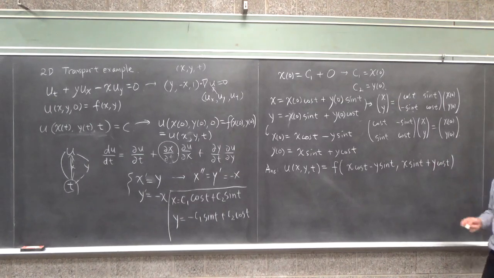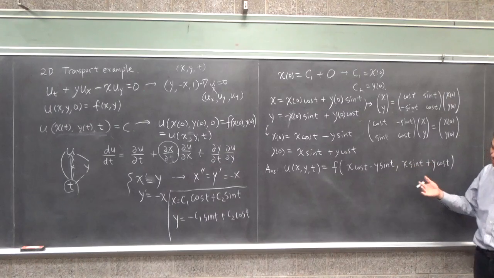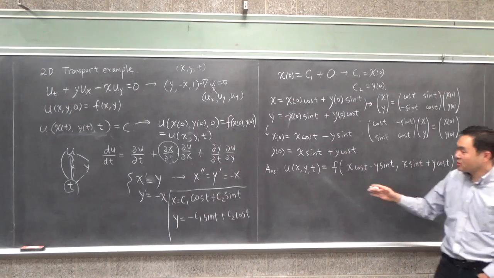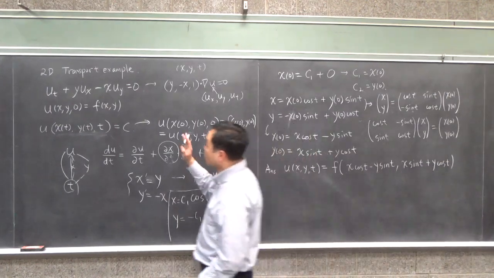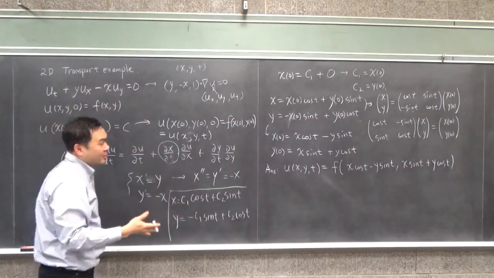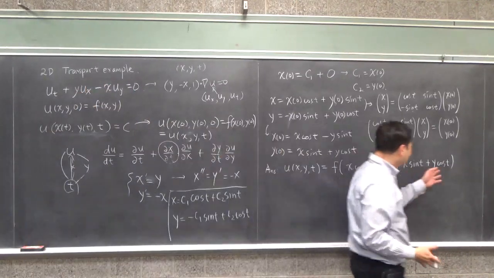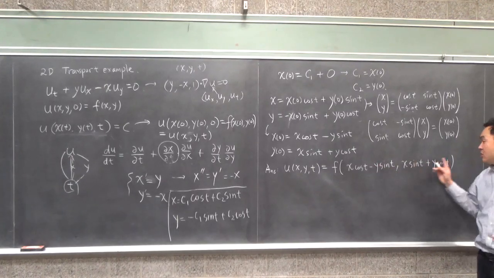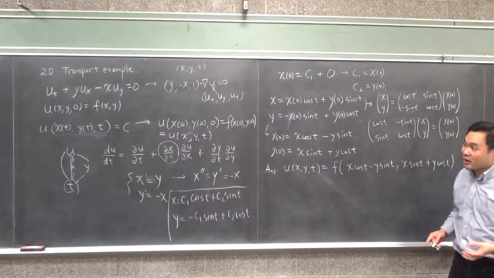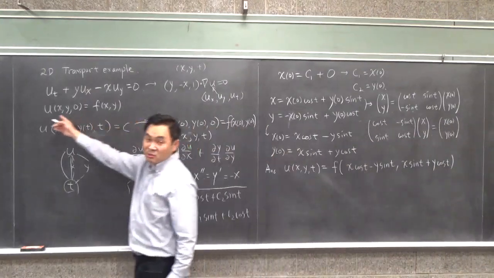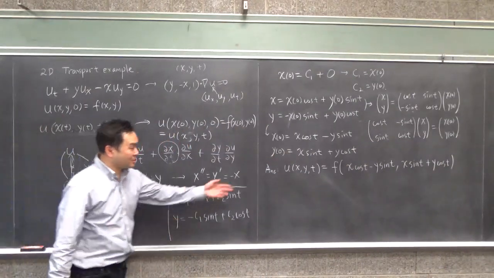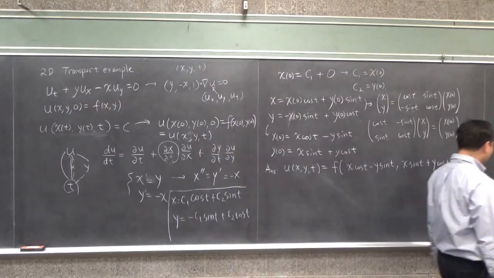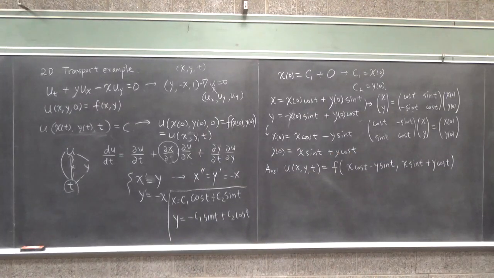And that's the solution. Now, just take some time to actually plug this solution into the left side, and you'll see that indeed this is going to satisfy the differential equation. And if you plug in time t equals to 0, you get f of x comma y. So it does satisfy the initial condition as well. So you do see that this is the solution of the 2D transport equation.